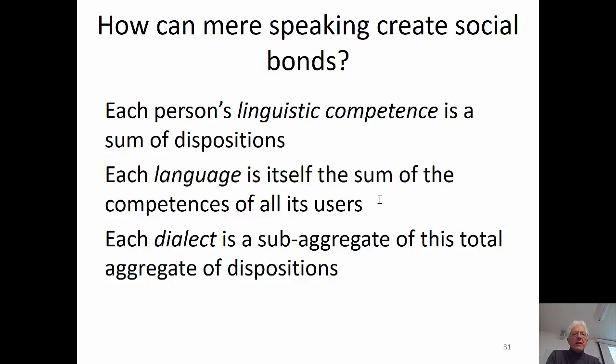All right, now, in this way, as illustrated by the basic phenomenon of one person promising to do something for some other person, we create social bonds. How is this possible? Well, we are all able to speak language. That is to say, we have a disposition, a competence to speak language. And this disposition is shared by many other people who speak the same language. And I want to identify a language with the sum of all those shared dispositions. And then a dialect would be a subset.